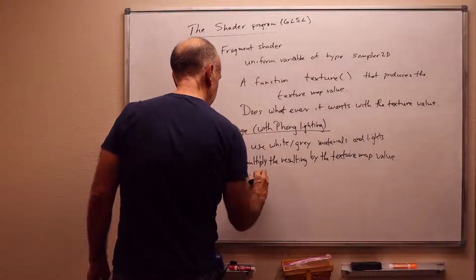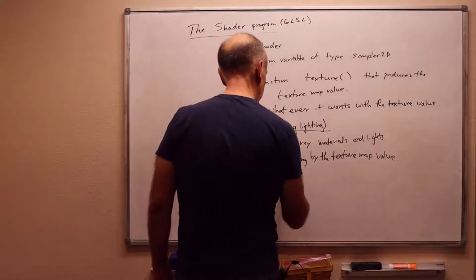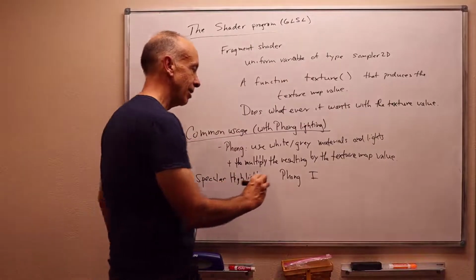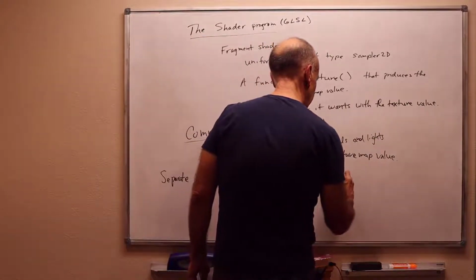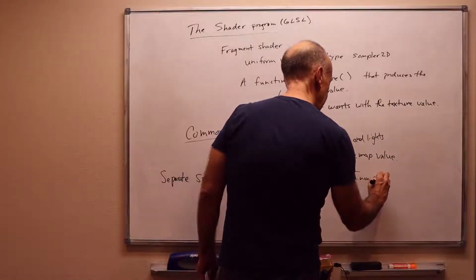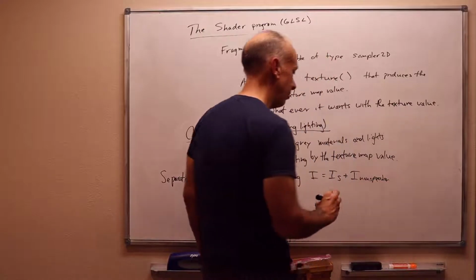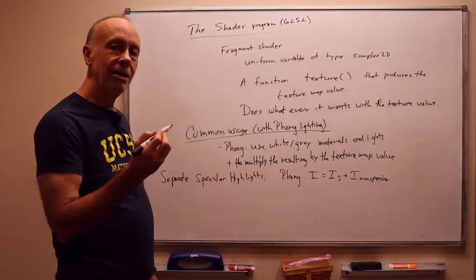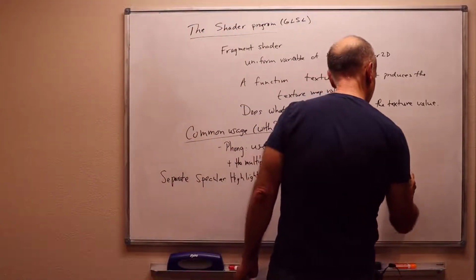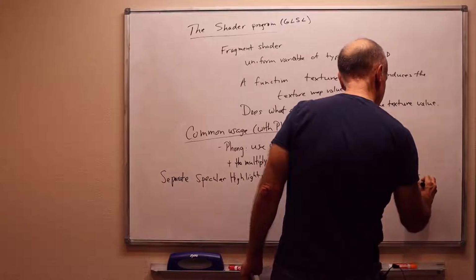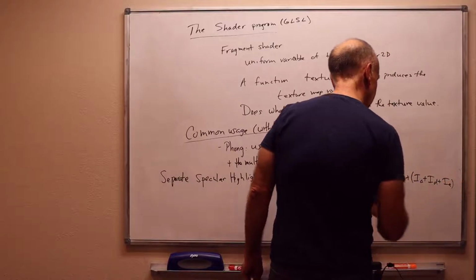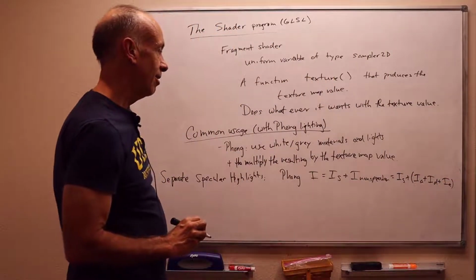For separate specular highlights, the Phong calculation calculates the eye value. Remember, that's the illumination as seen by the eye, as a sum of two parts. There's the specular part, and then there's the non-specular part, which I'll just spell out. I sub non-specular is the combination of the emissive, diffuse, and ambient colors. So in other words, that's I sub A, the ambient part, I sub D, the diffuse part, and I sub E, if there is one. And all those three things together are the non-specular part.